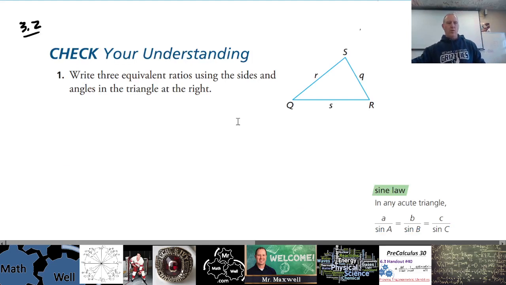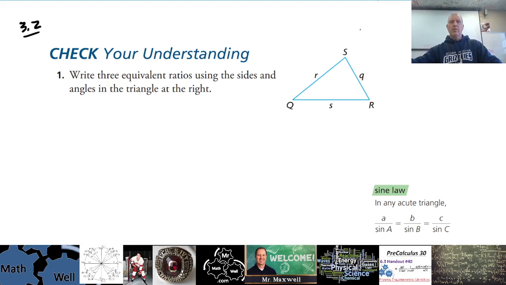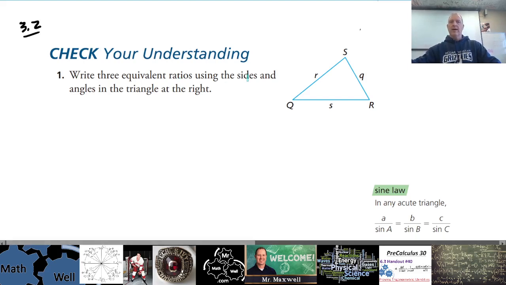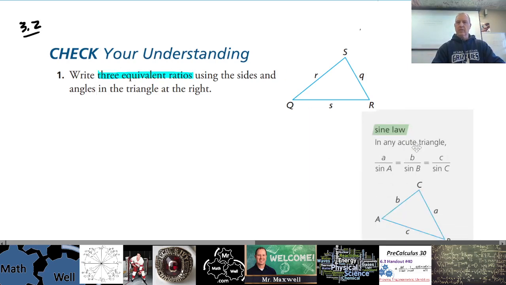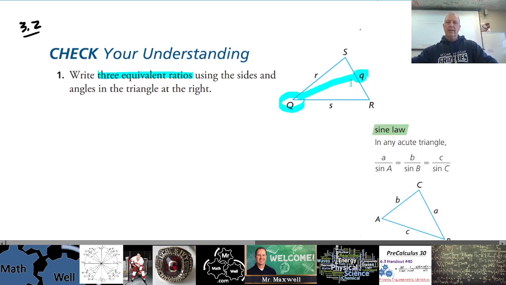Okay. So let's do a few more homework questions from 3.2. Number 1 in 3.2 says write 3 equivalent ratios using the sides and angles in the triangle at the right. So 3 equivalent, that's equal, ratios. Well, we know a little bit about the sine law now, and this is from your textbook, so I'll just bring this up. And what we remember is that the opposite pairs are really important, right? The side length and the angle.